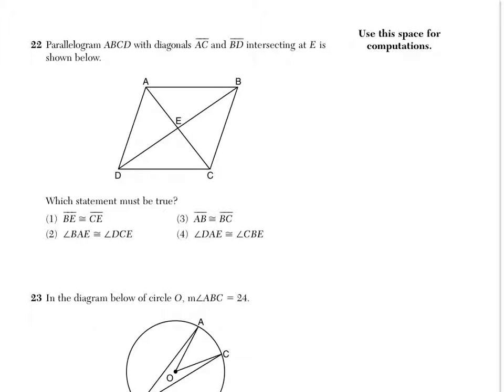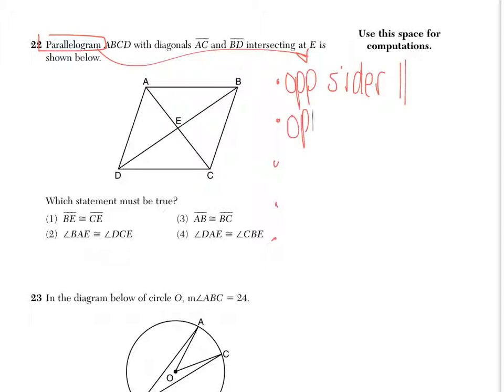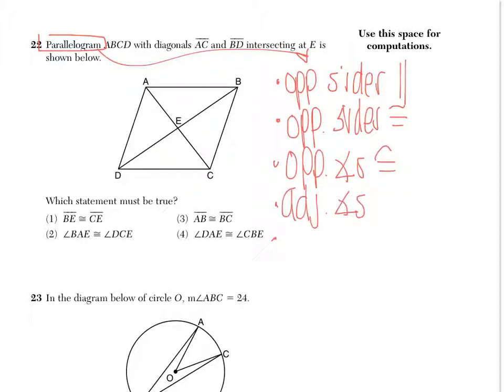So here we have a parallelogram, and it's important to remember the properties of a parallelogram. There are 5 of them. The first property is that opposite sides are parallel, hence the name parallelogram. Opposite sides are also congruent. Opposite angles are congruent. Adjacent angles are supplementary, meaning they sum to 180. And the diagonals bisect each other.